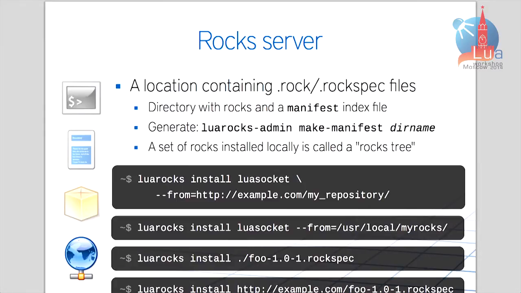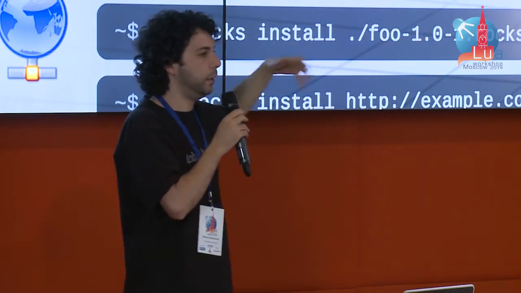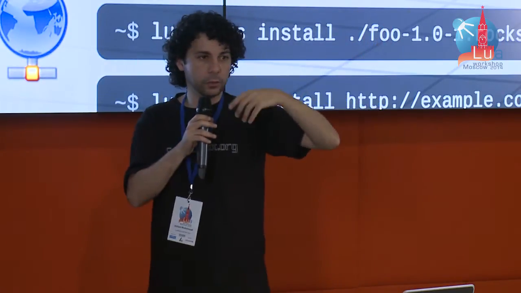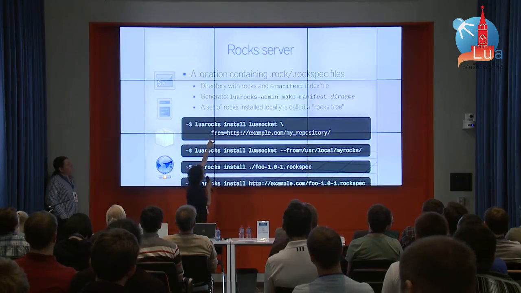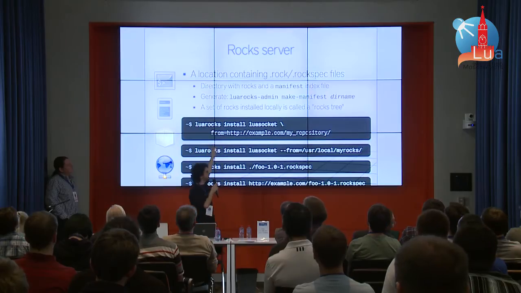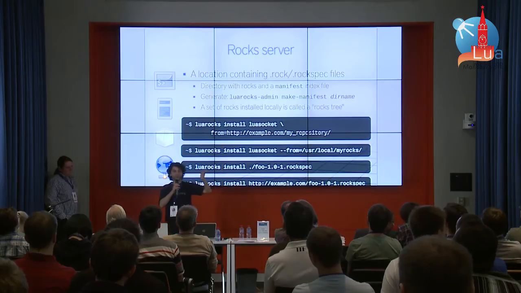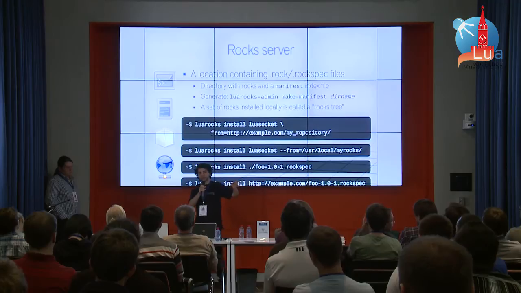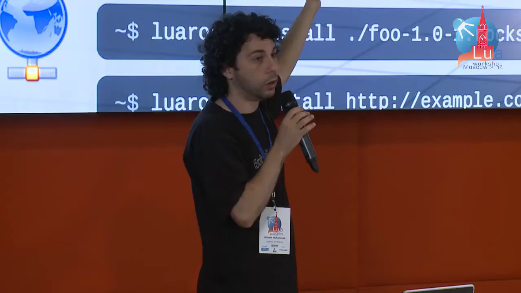The rock server. The rock server is just a URL containing your rock files plus a manifest index file. With the LuaRocks command line tool, you have that --from or --server, which is the same thing. You can specify any repository. It doesn't have to be the official one. So if you have your own repository, just get a web server up, put your rocks in there, and use the luarocks-admin command tool to generate a manifest file for your directory, and you have your own rock server.